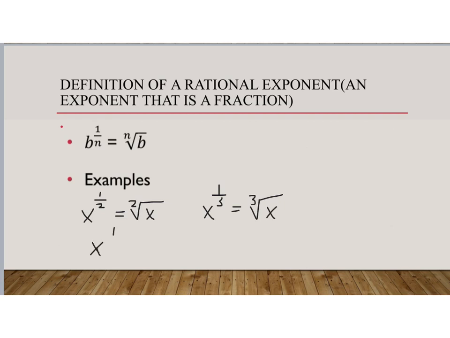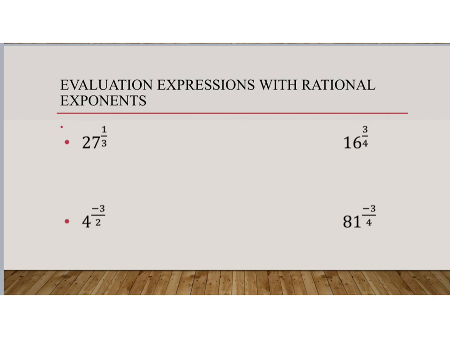X to the 1/5 would be the 5th root of x, and so on. So evaluating expressions with rational exponents, 27 to the 1/3 power would be the cube root of 27, which, using our perfect squares, perfect cubes, and so on, using that list that's on the board, and you should copy that into your notebook and keep referring to that, but the cube root of 27 is 3.